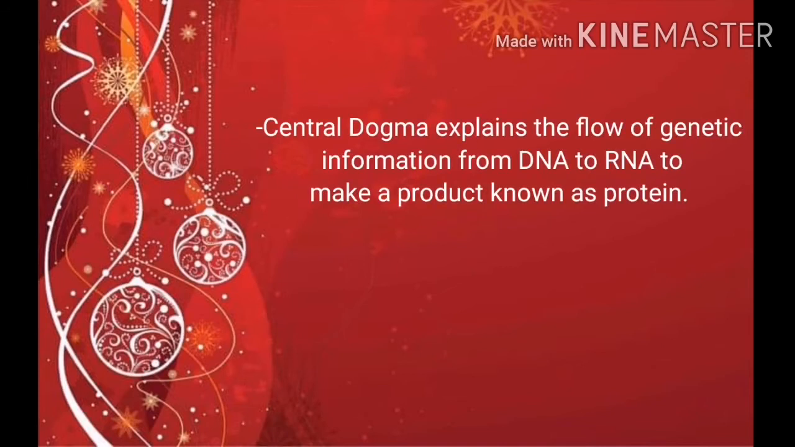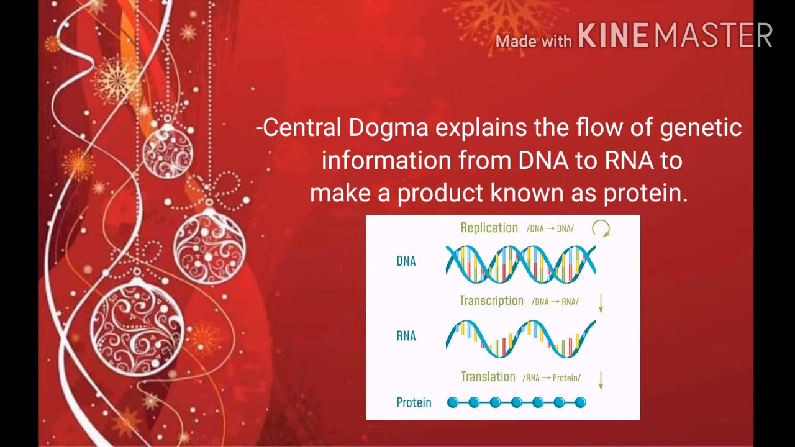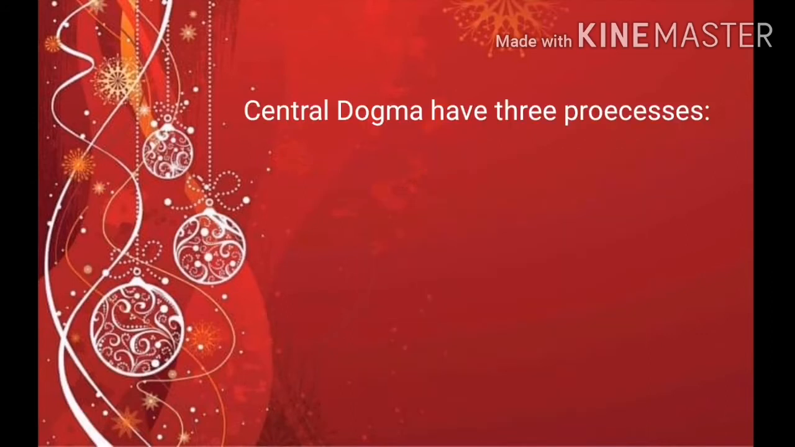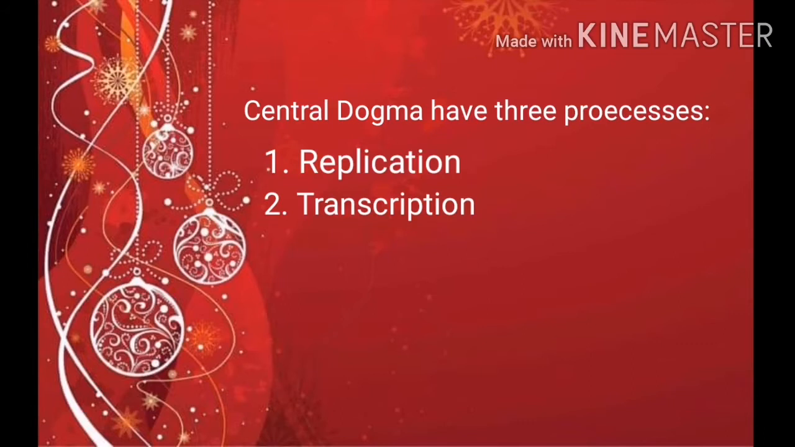The central dogma explains the flow of genetic information from DNA to RNA to make a product known as protein. The central dogma has three processes: replication, transcription, and translation. These three are used by all cells to maintain their genetic information and also to convert the genetic information encoded in DNA into gene products, either RNA or protein, depending on the gene.